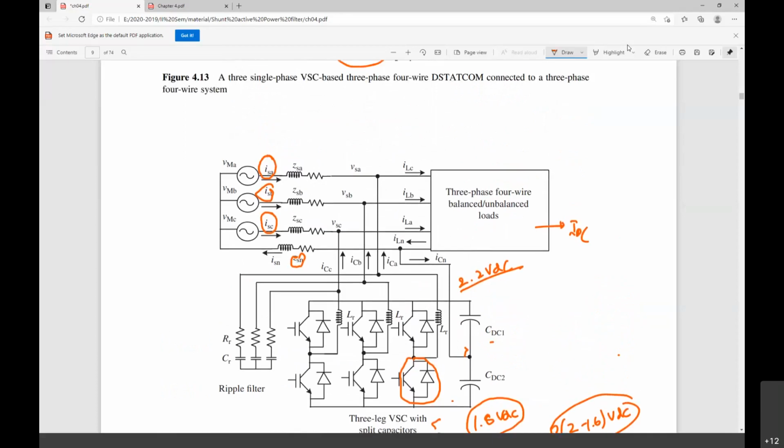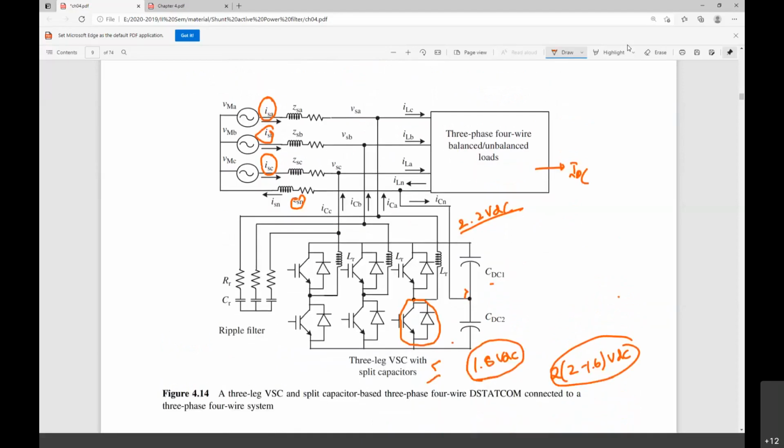Now we have a compensator. How do you validate the performance of your compensator? My question is, we have a D-STATCOM. It is required to improve the source current quality. How are you able to see the effectiveness of your D-STATCOM?